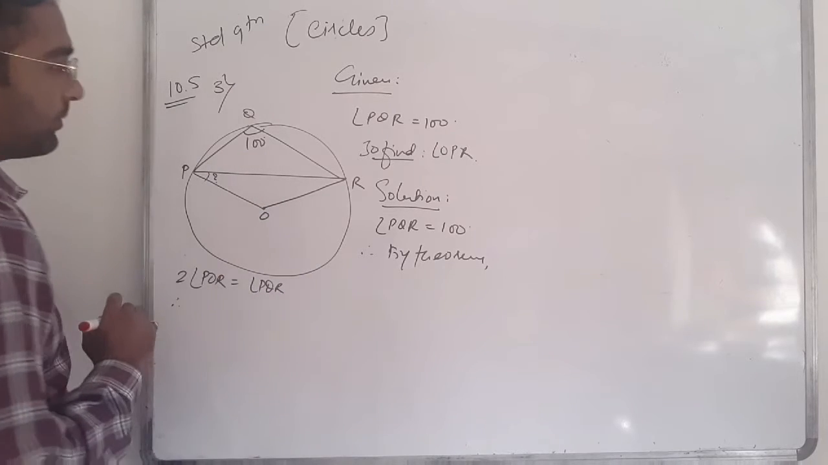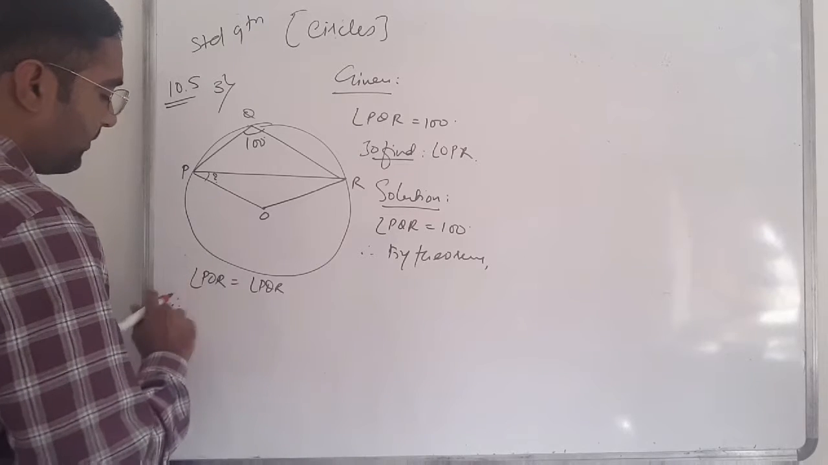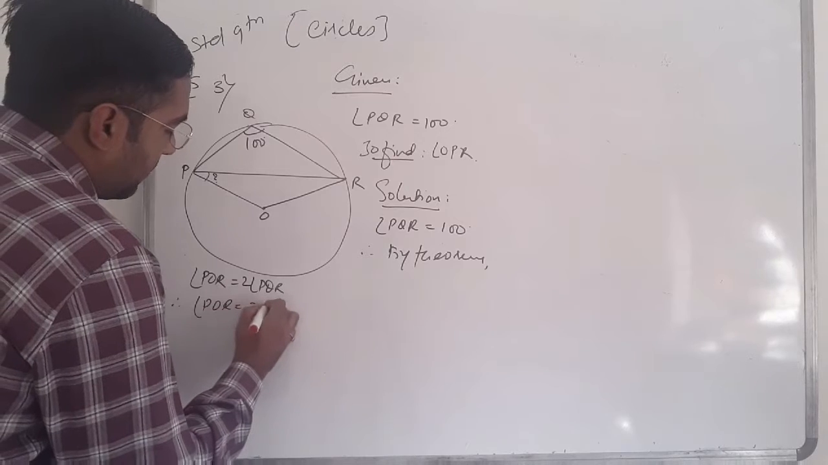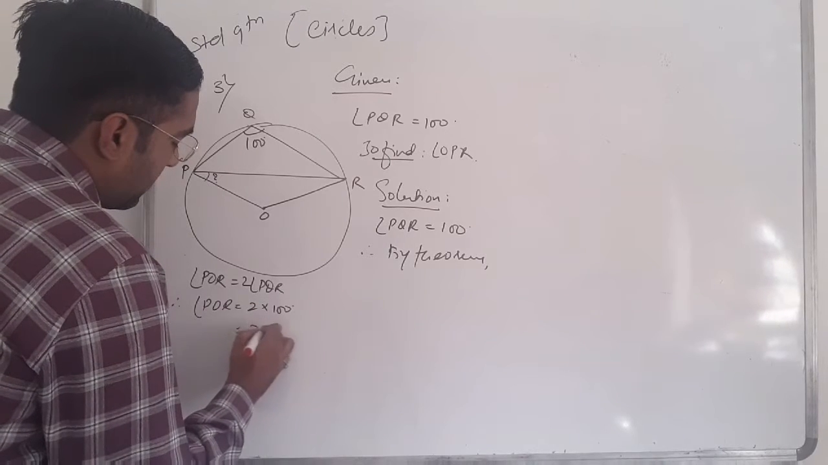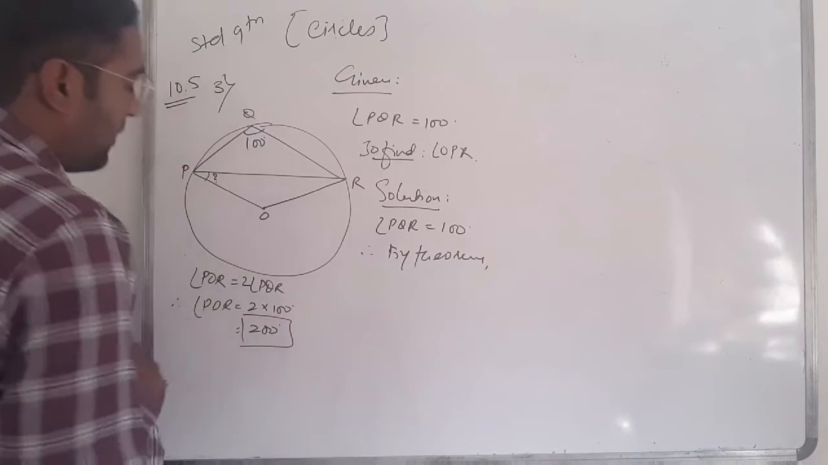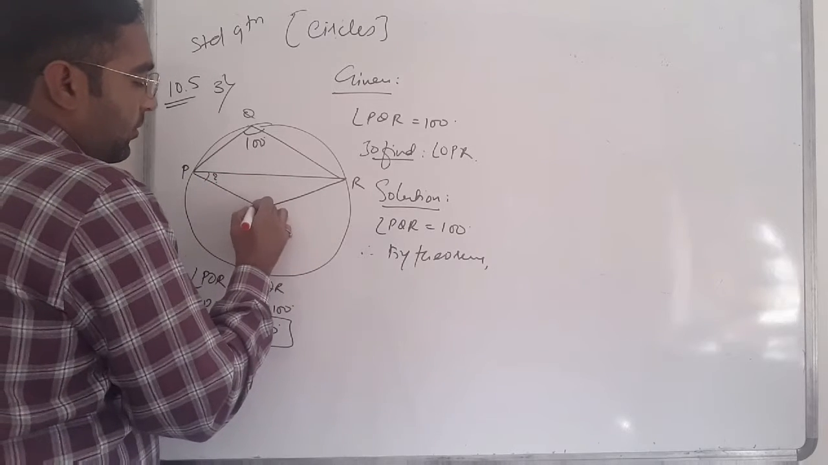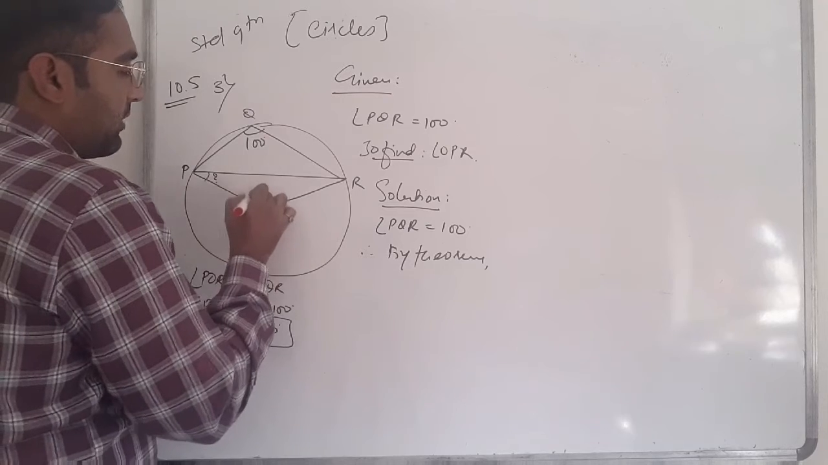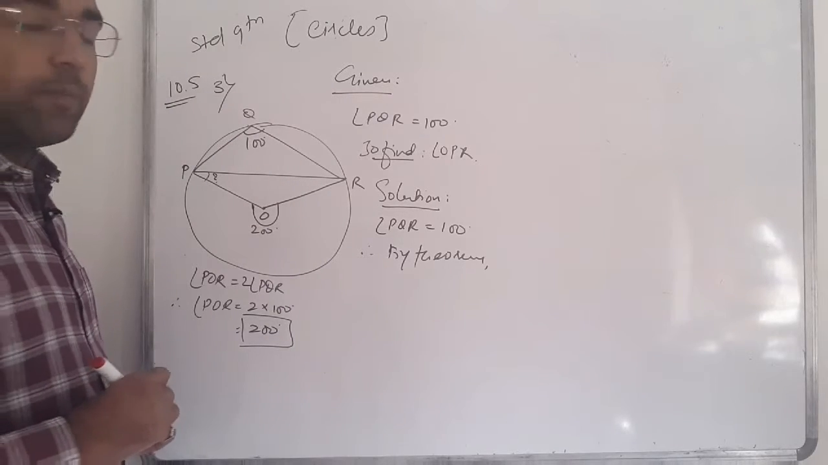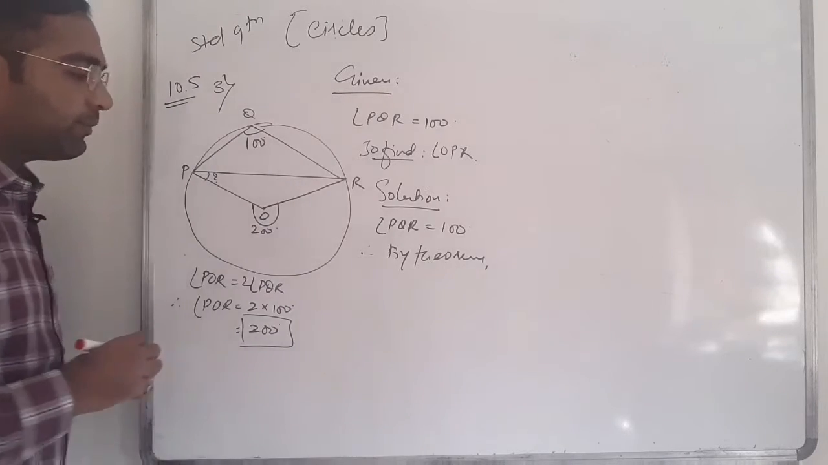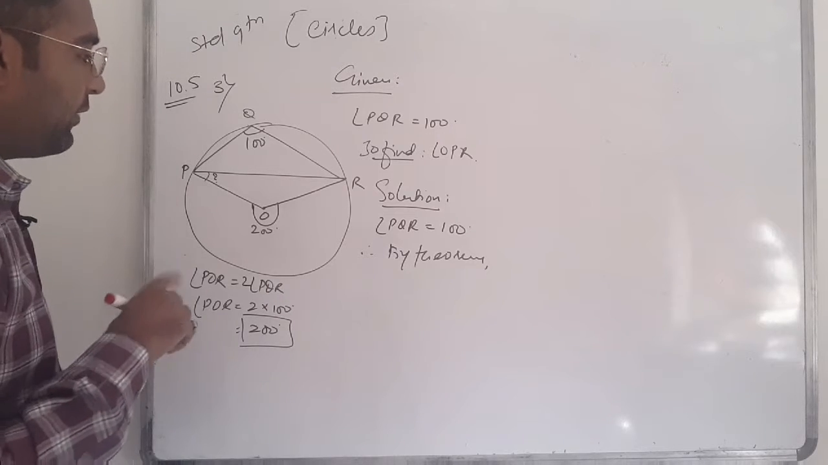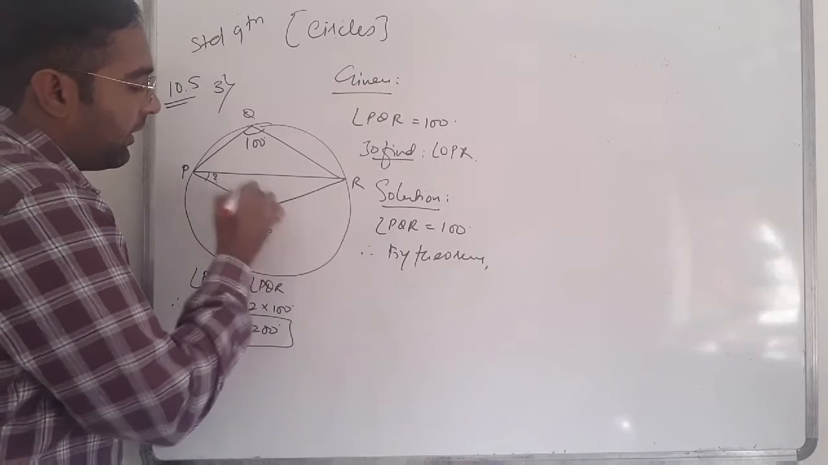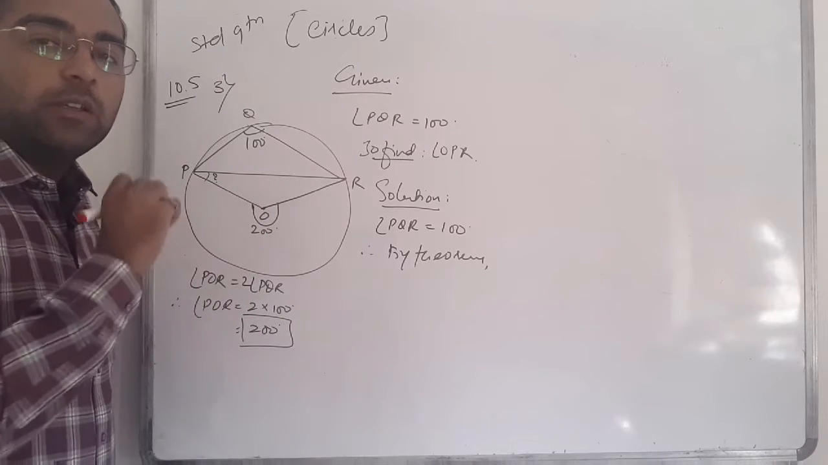So therefore angle POR is equal to 2 times 100, that is 200 degree. This whole angle is equal to 200 degree by the theorem. Now we have to know that at any point there is 360 degree formed.